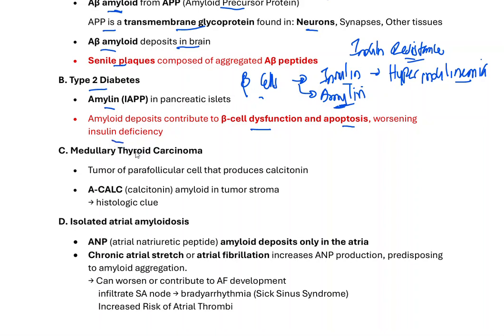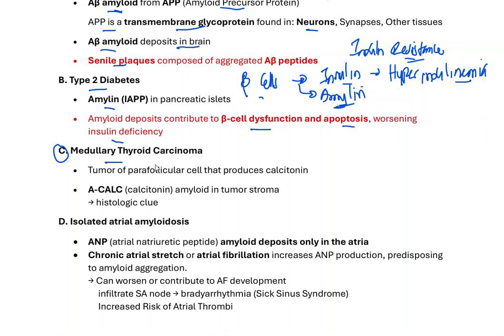So that's why patients who have type 2 diabetes, initially, they could be non-insulin dependent. And then later, in the course of their disease, they could develop insulin dependent diabetes mellitus because of the amyloid deposition. Moving on to the next one, which is medullary thyroid carcinoma.